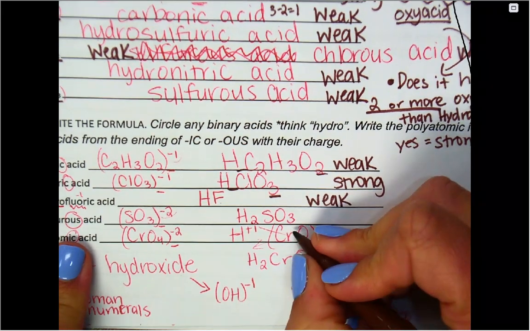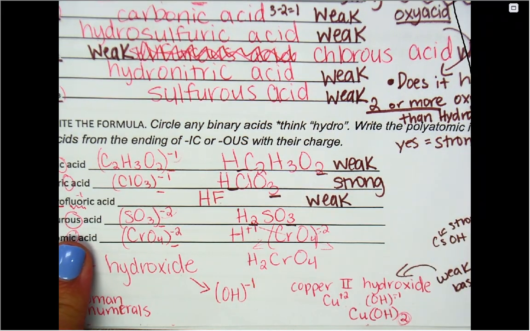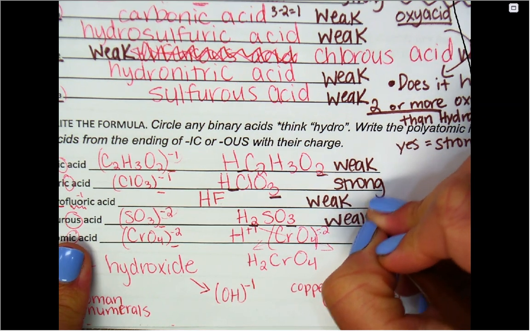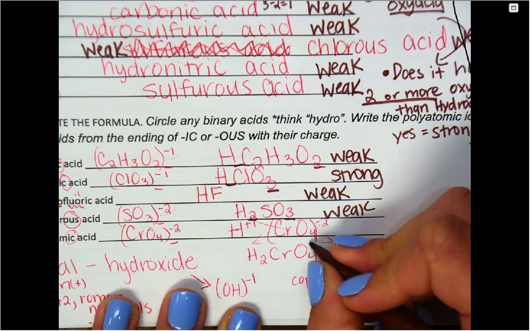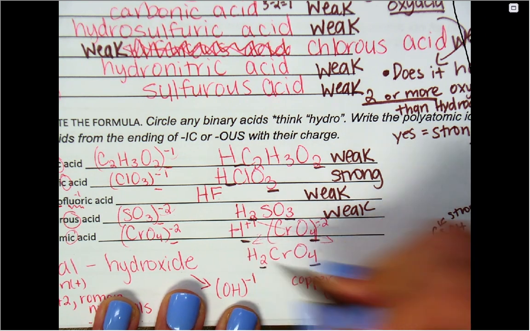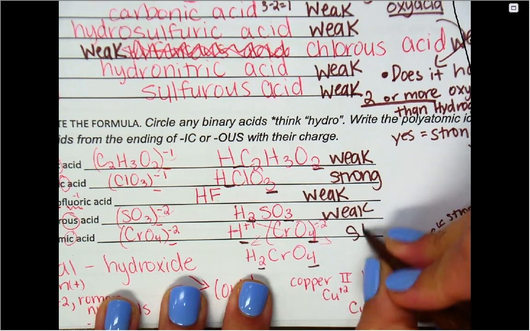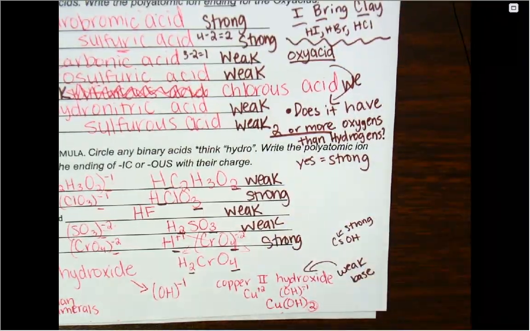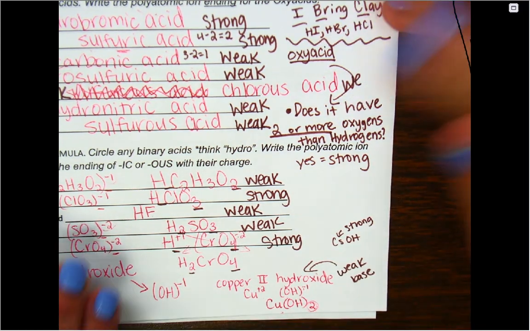Next one we have sulfurous again. So 3 minus 2, that told us that that was 1. So that one is weak. And then finally, chromic acid, we have 4 minus 2, which is 2, so that one is strong. All right, so you can already see from this little list that there are not as many strongs as there are weaks. So get these rules memorized.